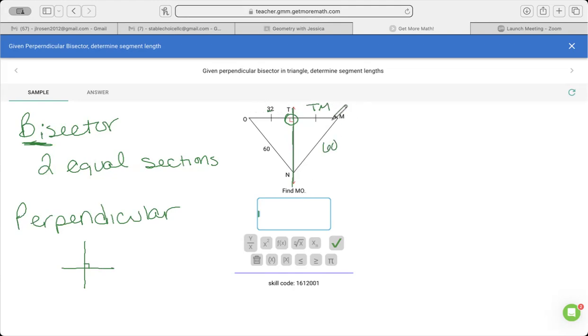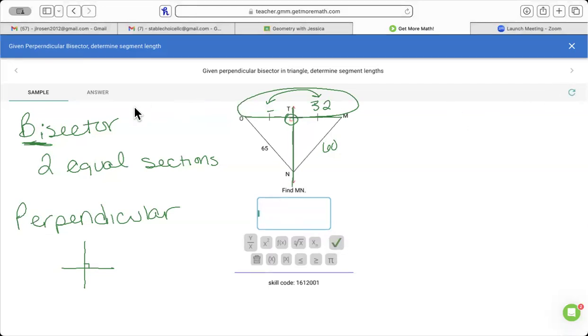Let me fix what I just did here. TM is 32, right? Because if this side's 32, then this side's 32. They're equal to each other. And then MO is what it wants us to know. It wants us to find the whole length. So we would simply just add those together. So that means that the length of MO should be 32 plus 32, which gives us 64.